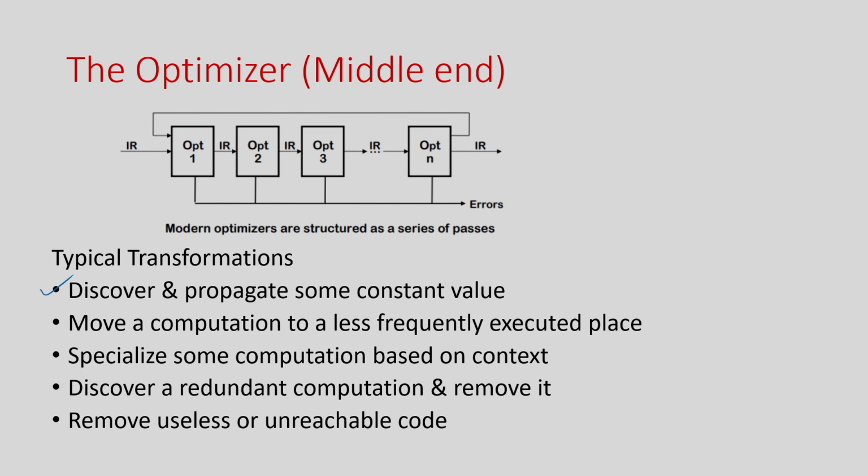And also sometimes it does specialized comparison based on context, right. So, say for example, operator strength reductions and so on, I am going to talk about that, and then also discuss how to identify the redundant computations and remove them. It removes the unreachable code or useless code or dead code, right. So this is the kind of optimization this optimization phase usually does, right.